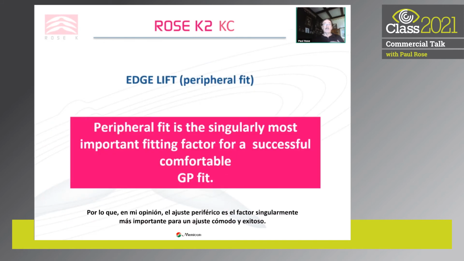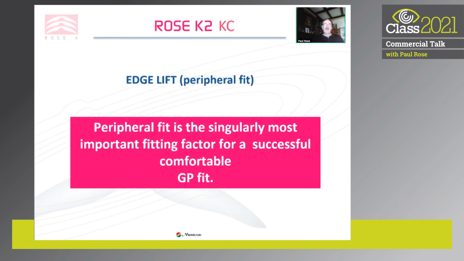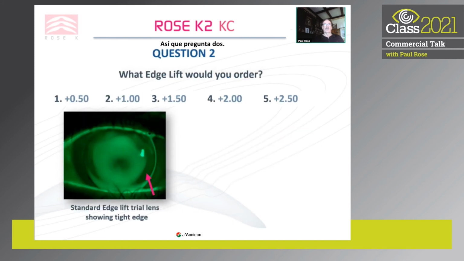So in my opinion, peripheral fit is the singularly most important factor for a successful, comfortable fit. You can be slightly out with your central fit, being slightly flat or slightly steep, but if you don't get the peripheral fit correct, the lens will not perform optimally. So question 2, what edge lift would you order here? I hope we all agree that this shows an excessively tight lift, and you have several options here.